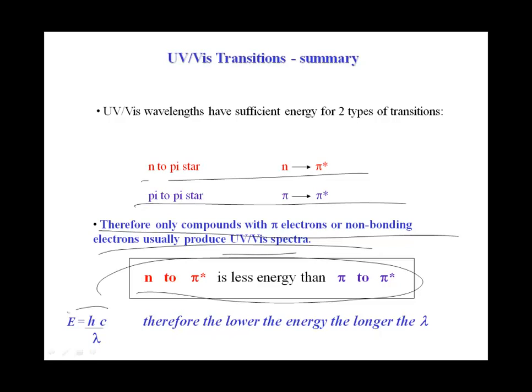All right, so when we're talking about UV visible spectroscopy, we talk in terms of wavelength, nanometers, and you've got to remember this fundamental equation, Planck's equation from the last day, that E is equal to hc over lambda, or E is inversely proportional to the wavelength. So the higher the energy, the shorter the wavelength, and the lower the energy, the longer the wavelength.